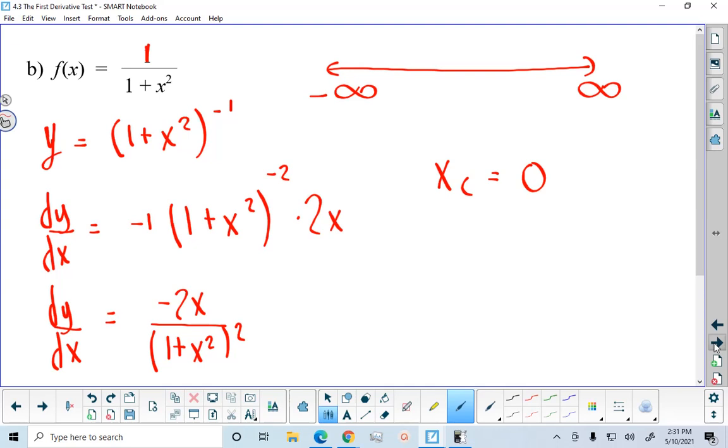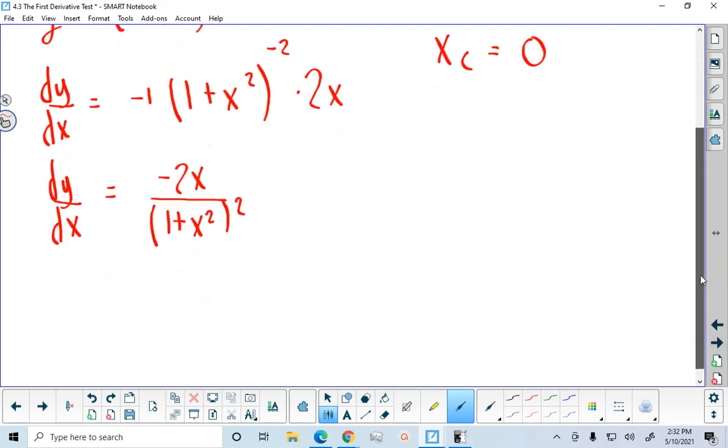There's no value of x that makes the derivative undefined, because undefined would mean you're solving this. You're saying, what value of x makes the bottom 0? Well, that's impossible, because then you would get x squared equals -1, and to find x you would take the square root of a negative, which is hands off. You can't do that. So the only critical number is the one that makes the derivative 0, which is 0 because we have a factor of x in the numerator.